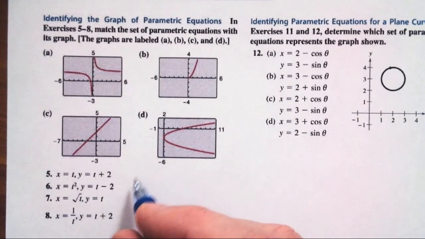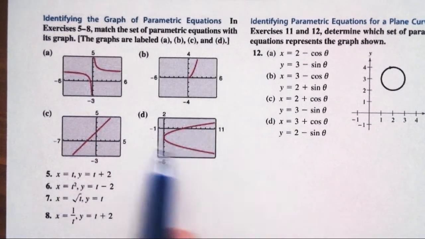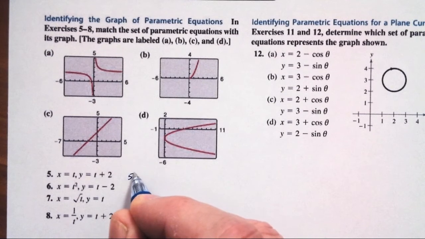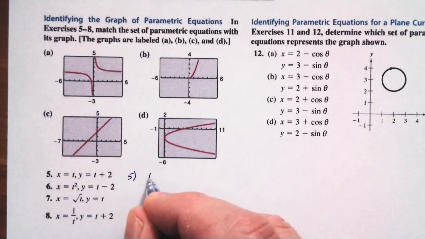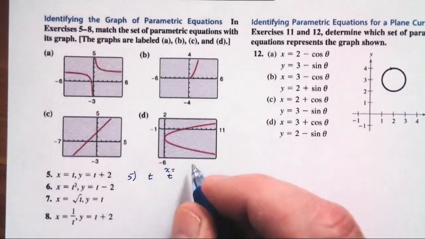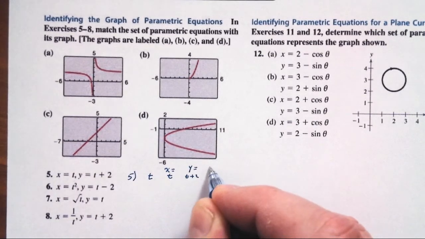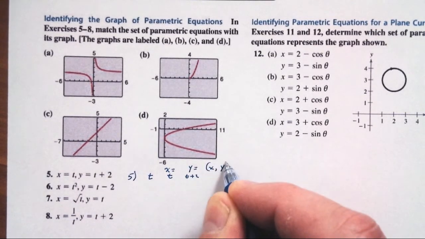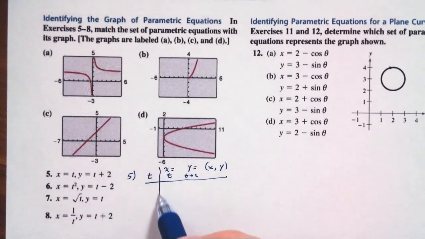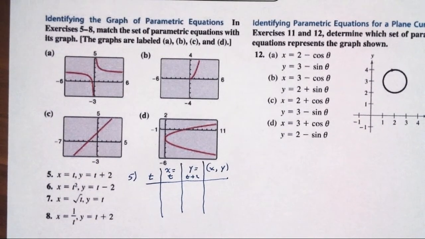But here's the way we would do this, because what if we had 6 of these parabola-looking things or 6 different lines, how would we know? So here is number 5. We're going to choose a value for t. From that, x is just going to be equal to t, and y is going to be equal to t plus 2, and from that we should be able to get our x, y points. So I'm just going to set up this expanded chart here, and I'm only going to pick a couple of points, but if we were graphing it, we might want to pick a bunch.